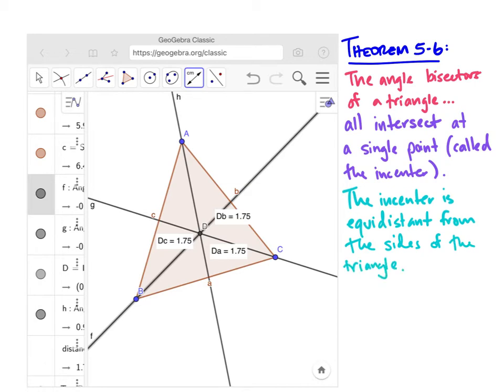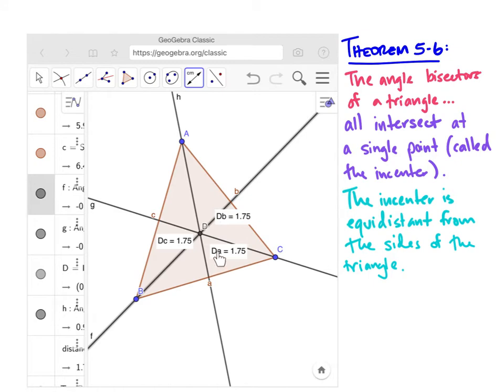So our theorem 5-6 tells us that if we do all three angle bisectors of a triangle, they're all going to intersect at a single point called the incenter. So that's point D in my picture. And that incenter is the same distance away from all three sides. It's equidistant from the three sides of the triangle.